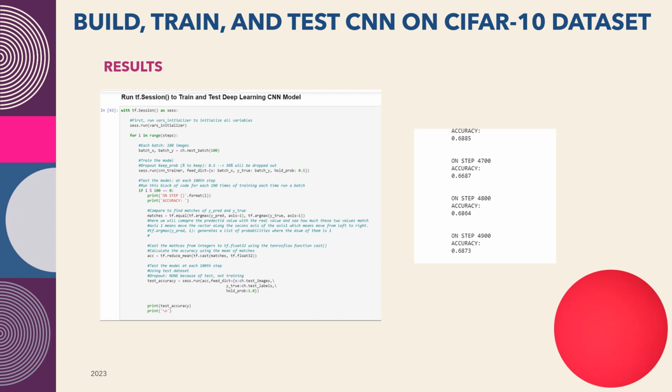We can see here the results of building, training, and testing convolutional neural networks on the CIFAR-10 dataset. We see that we used TensorFlow to create the convolutional neural network. The accuracy resulting from this convolutional network at step number 5000 was 68.73%. We're going to talk more about the results in the next slide.